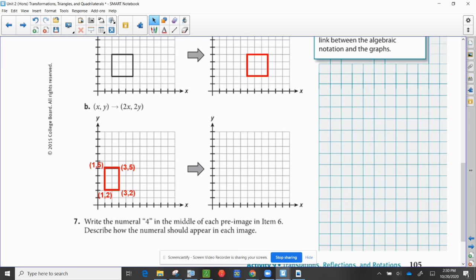If I'm going to go ahead and put these in, all I have to do is double my points, right? So it's going to become 2, comma 4. And then we're going to have 6, comma 4. Then 2, comma 10. And then we'd have 6, comma 10.